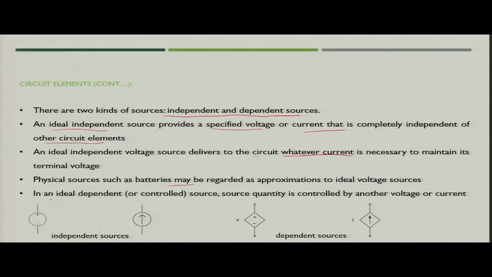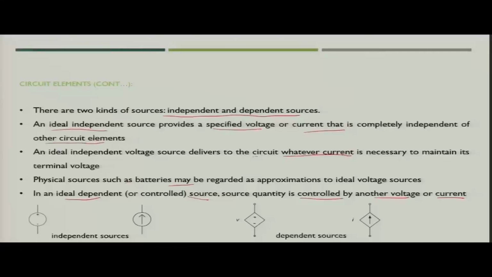Now, if you are talking about the dependent source, it means that the source quantity is controlled by another voltage or current. It means that when you see a particular source, that is a dependent voltage source or dependent current source, its value is derived from the output of some other element. That may be like if a circuit element has a resistance, the voltage drop across the resistance will derive the value of the voltage source. So, how will you see those sources in the circuit?